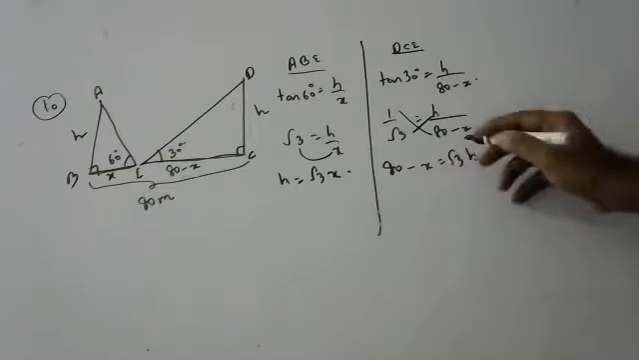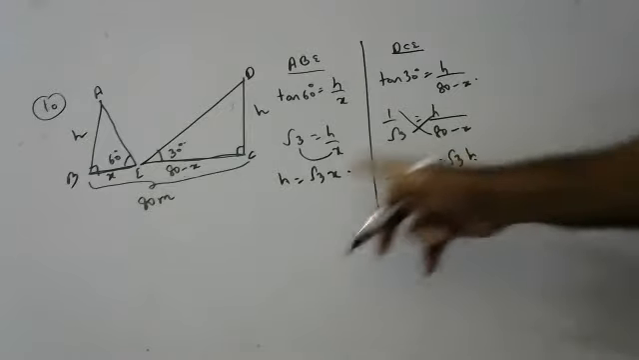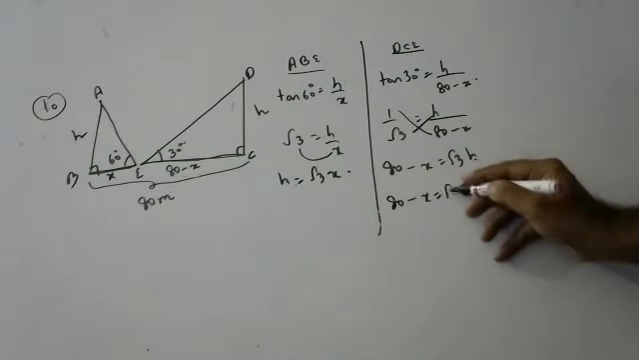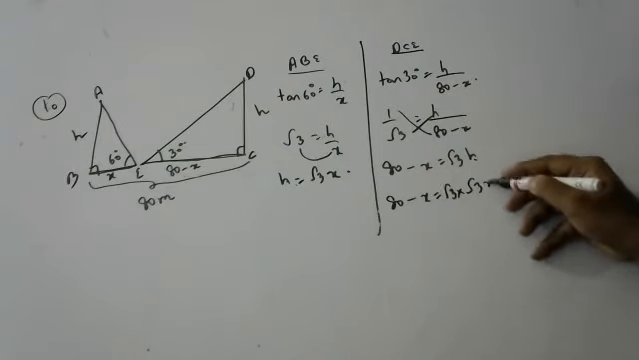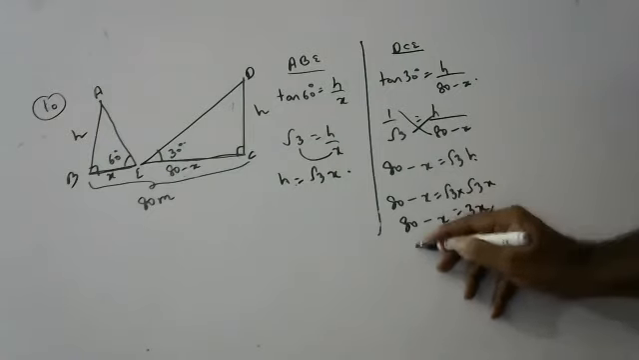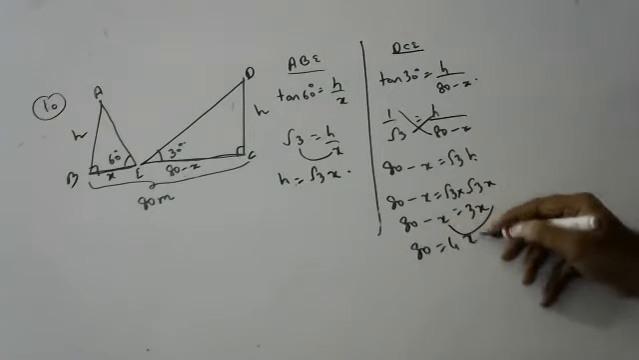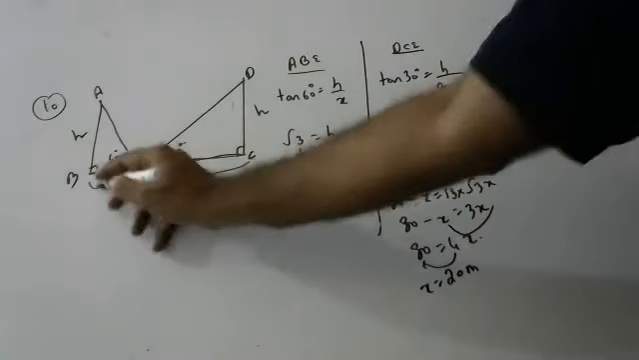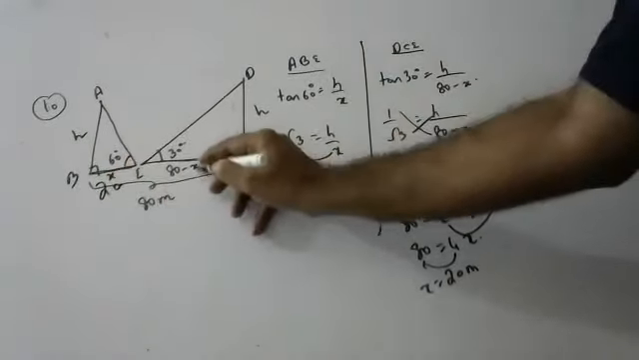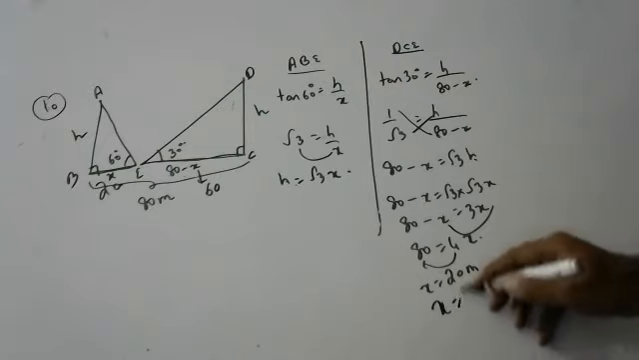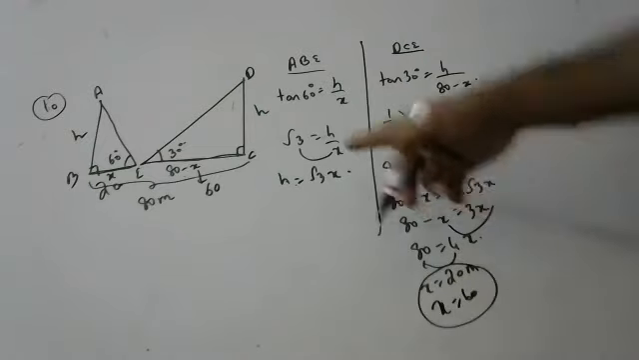This h I will substitute here. Substitute equation 1 into equation 2. Put h here, children. 80 minus x is equal to root 3 into root 3x. 80 minus x is equal to 3x. x comes here. 80 is equal to 4x. x is equal to 20 meters. Children, if this is 20, this will be how much? 60 meters. So one is 20 and another one is 60. We got it. Now the height.